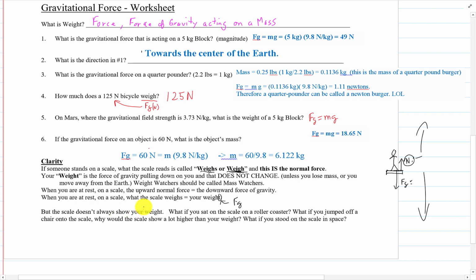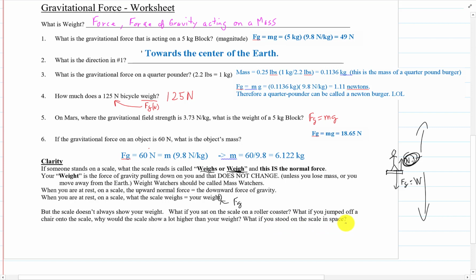But the scale doesn't always show your weight. This is your weight, and this is the scale. Why aren't they always equal? If they're not equal, what happens if you sat on a roller coaster, or if you jumped off a chair onto the scale? It would show a lot higher than your weight.